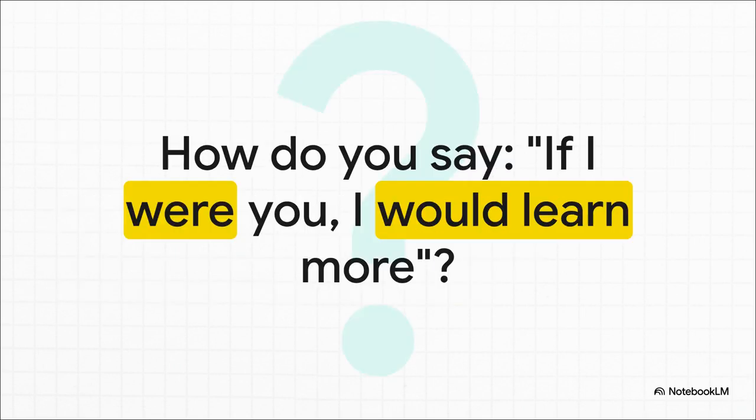All right, time for a little pop quiz to see if it all stuck. How would you fill in the blanks here? The sentence is, if I were you, I would learn more. The verbs are sein and lernen. So, what do you do with a VIP verb, and what do you do with a regular one? Take a second and think about it.